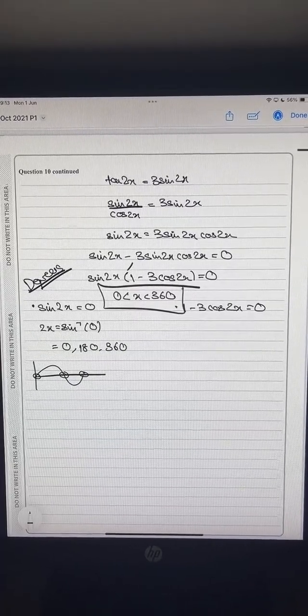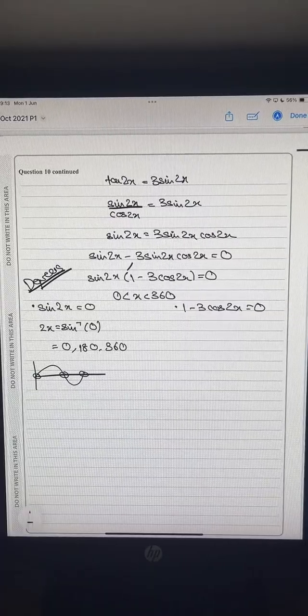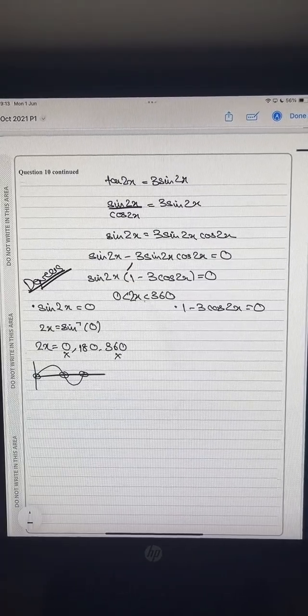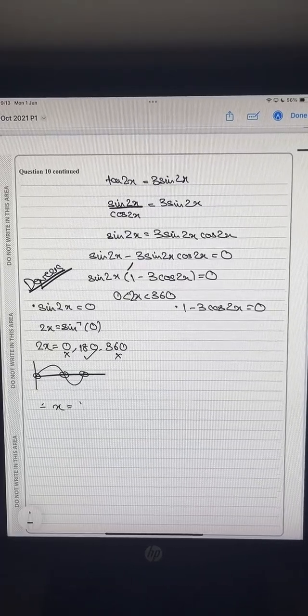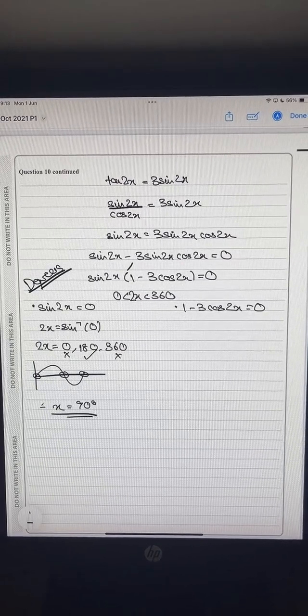Look at your range here and see which values work for 2x. Sorry, that's meant to be a 2 there. So we know that 0 and 360 are outside the range because it's an exclusive range. It's not equal to there and there, but 180 works. So therefore, x is equal to 90 degrees, not 2x. They want x. So make sure you divide through at the end.